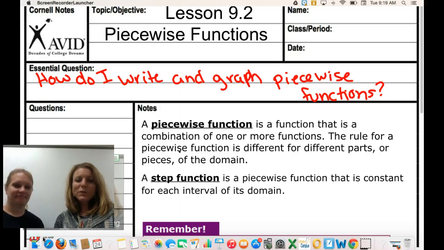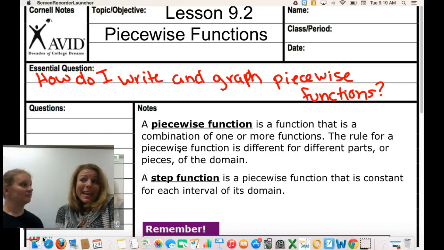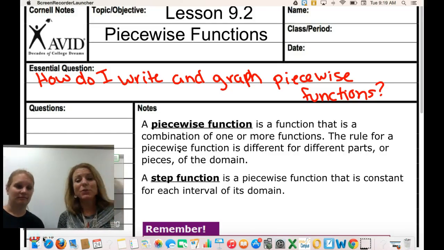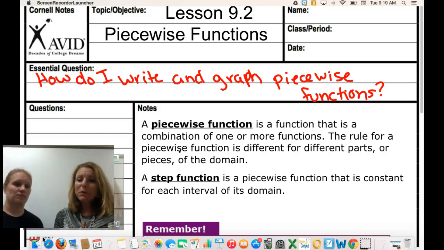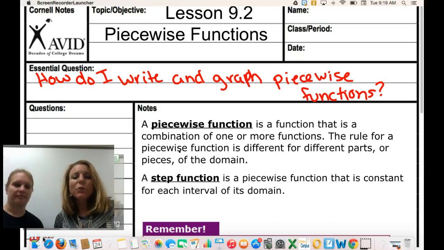A piecewise function is a function that is a combination of one or more functions, like a piece of... think of a cake, right? You cut a cake up into different pieces. Same thing with a function. We're cutting up the function into different pieces. The rule for a piecewise function is different for the different pieces, or parts. Makes sense.